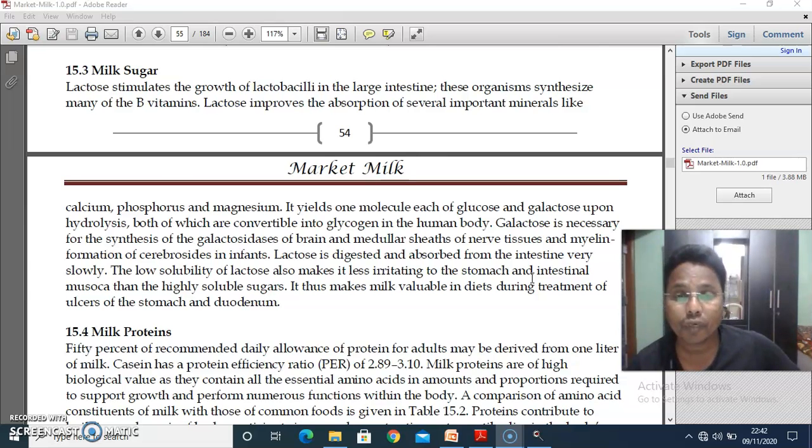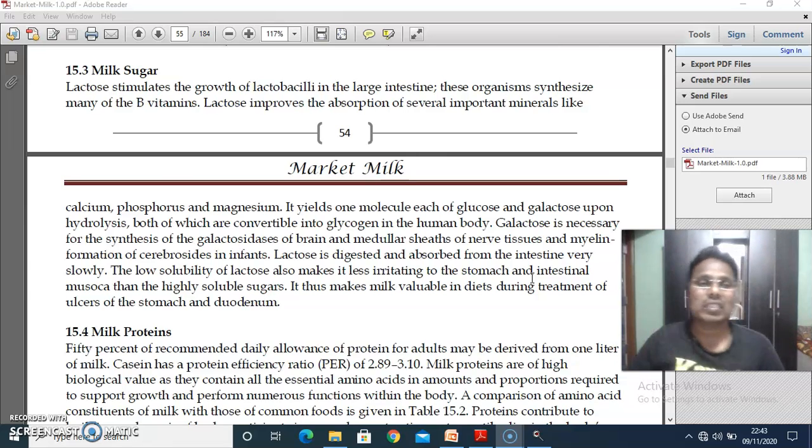And the fourth point is that lactose is digested and absorbed from the intestine very slowly. We just have to keep in mind that it digests very slowly in the intestine. And last but not least, as the solubility of this milk sugar is very low, it is less irritating to the stomach and intestinal mucosa. This indicates that it is very useful for people suffering from ulcers of the stomach and duodenum, as the lactose is less irritating.